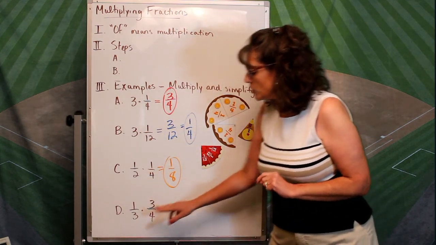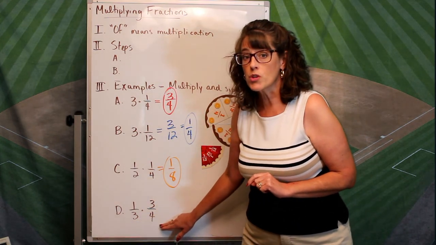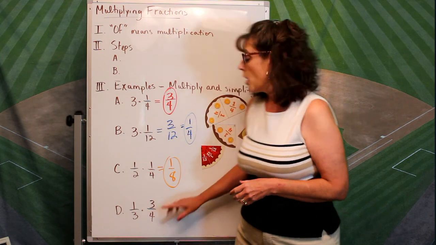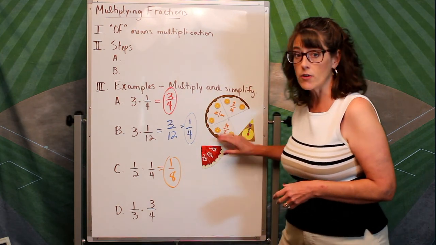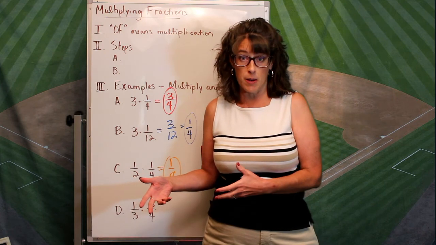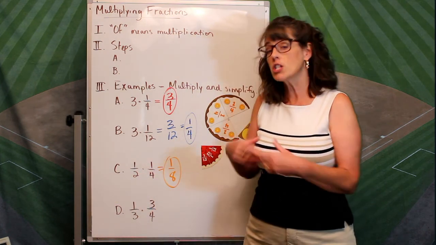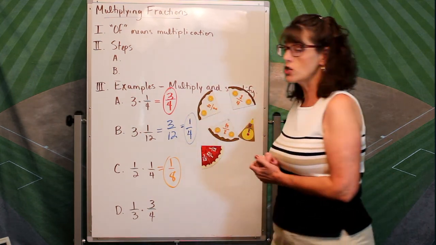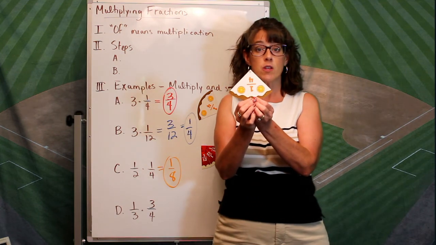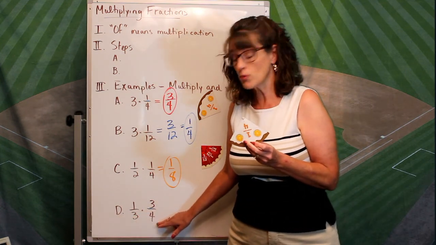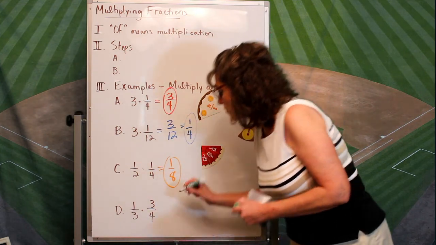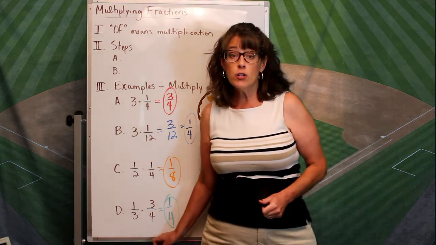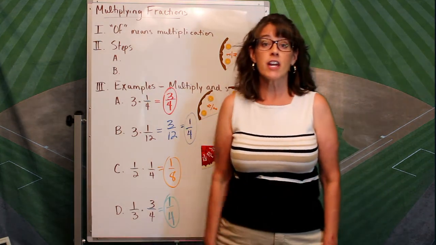So this one says 1/3 times 3/4, and the way I'm going to read it is 1/3 of these 3/4. Well, notice here's my 3/4 right here, and if I want 1/3 of them, that means I want to break this up into 3 sections and I only want one of those sections. So if I take these 3/4 and I break it up into 3 sections and I only want one of those sections, then that means that 1/3 of these 3/4, or in other words, 1/3 times 3/4, will give me a 1/4.